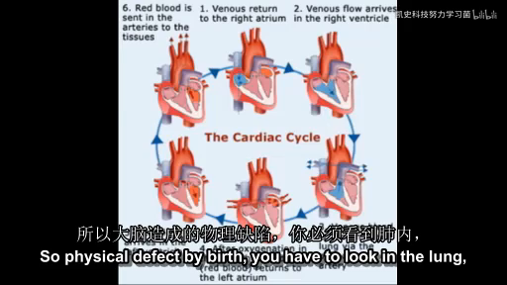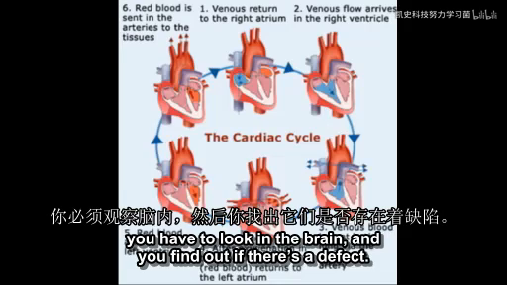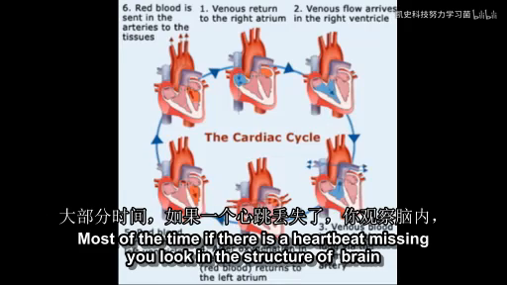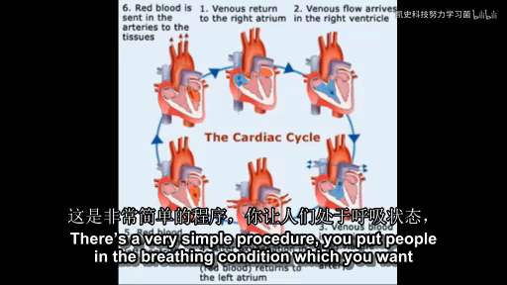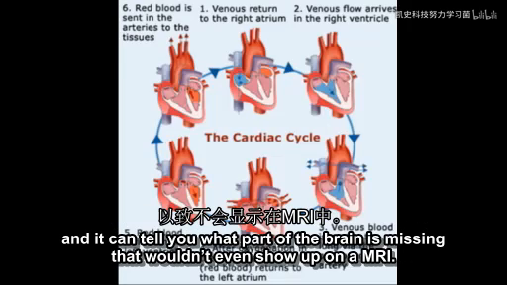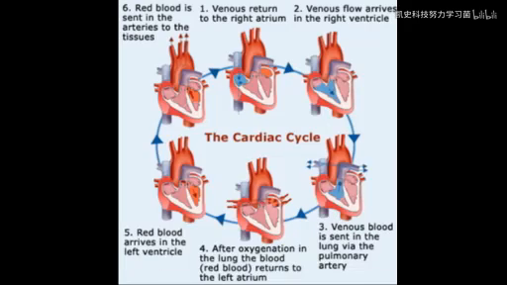So for a physical defect by birth, you have to look in the lung, and you look in the brain, and you find out if there is a defect. Mostly with heart defects, when there is a piece missing, you look in the structure of the brain, and then the doctors tell you there could be a possibility of a defect, or something is wrong there. And if you can't find it, there's a very simple system. You put the people in a breathing condition, which you want, and it will tell you which part of the brain is missing, which doesn't even show on MRI, because the field is not correct, but the matter is there as a physicality. I do this a lot with people.